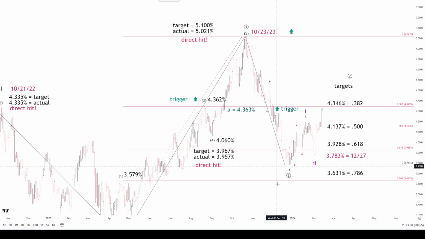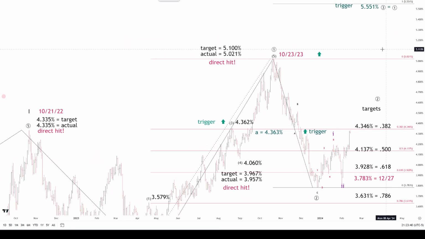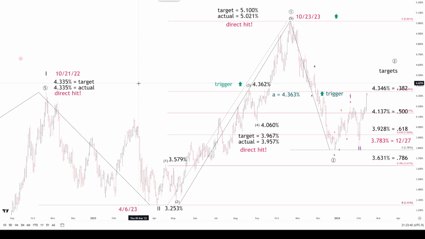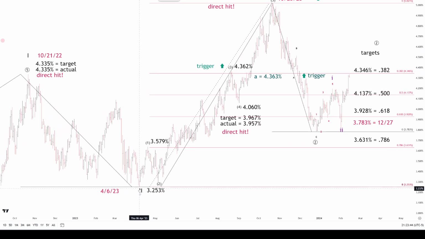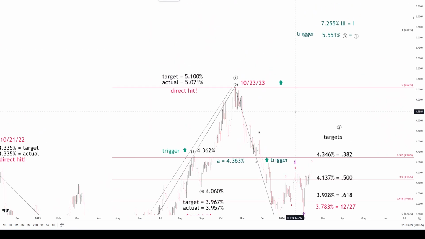Okay, we got the 1 up, 2 down, 3. At the larger degree of trend, going back to this 1 in Roman numerals and this wave 2 in Roman numerals, wave 3 up here is equal to 1 at 7.255%, and that will be triggered with the move above here. That target will be triggered. It's all about triggers and targets.